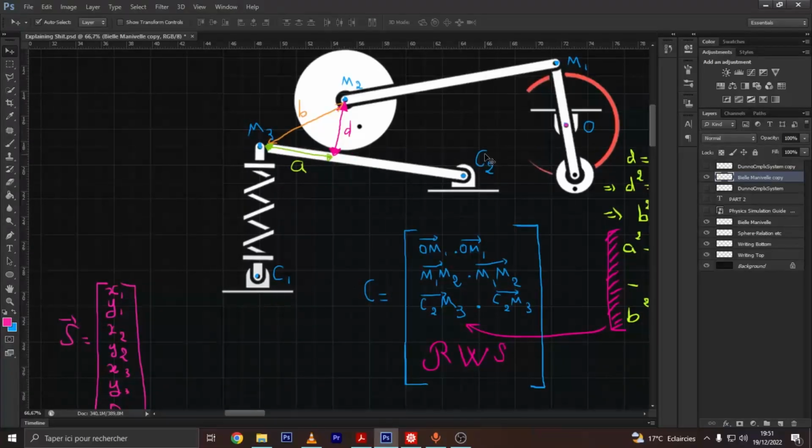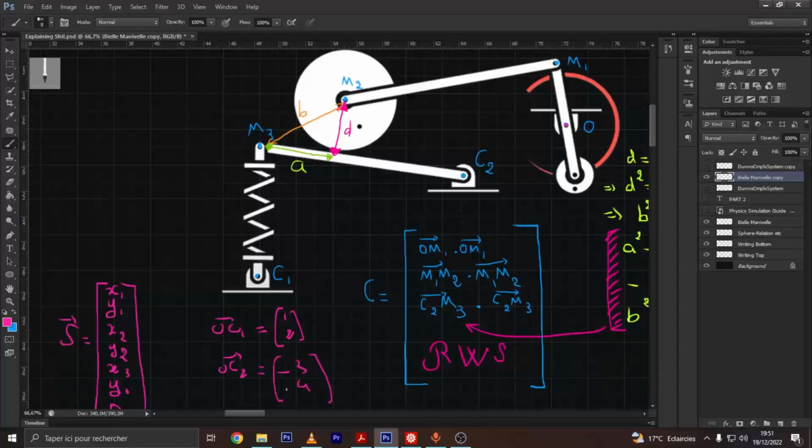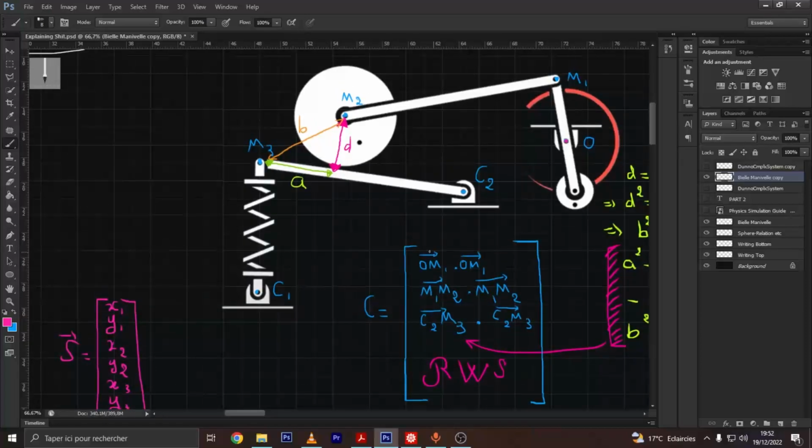You should define OC2 and OC1 prior to all this business. So maybe you would go like OC1 is equal to maybe 1, 2, whatever, and OC2 should be equal to, I don't know, minus 3, 4, maybe something like this. It doesn't matter, you need to define it. In this case it's slightly different, but you get the point. I'm gonna define this later. Now these are the three constraints about the dimensions of the system. This one, this one, and this one.